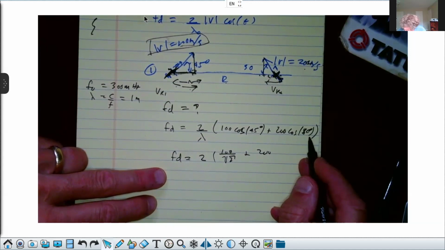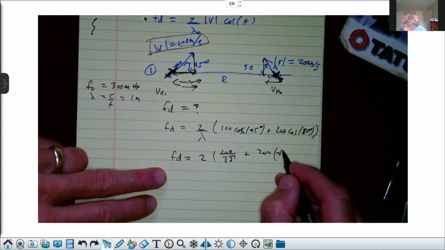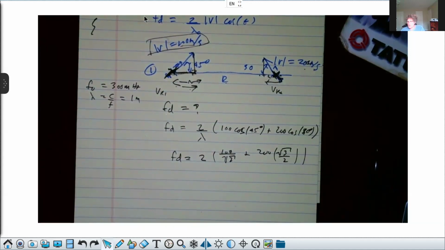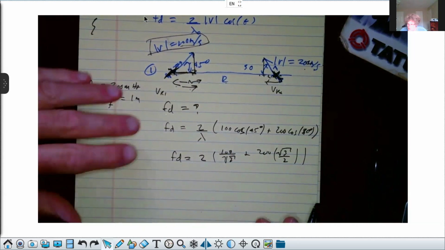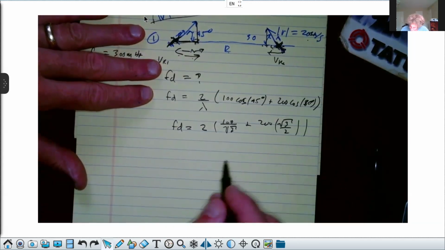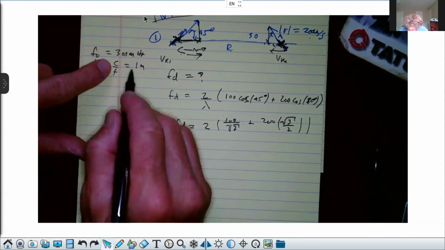And what is cosine of 30? It's square root of 3 over 2, I think. That would be the Doppler velocity. Now I have to tell you what actually is received back at the radar in terms of an actual frequency. And it would be positive. If it's positive, what you actually receive, we transmitted at 300 megahertz.